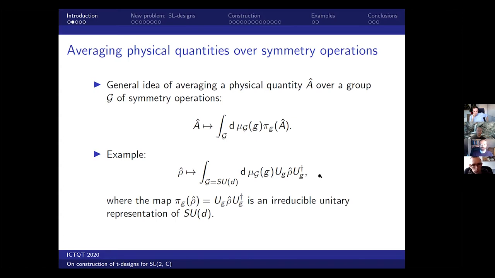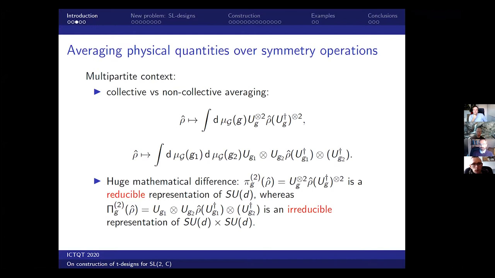A well-known example can be, for example, the unitary averaging in the second formula, which is done on a density matrix representing some finite dimensional quantum state rho. And such an action of a unitary group is irreducible on the space of density matrices. This example is not very interesting, as it leads to a trivial result. It is just the maximally mixed state.